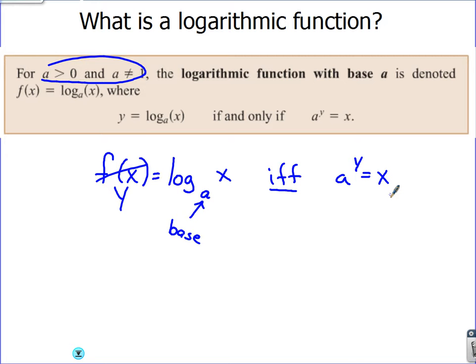In layman's terms, a logarithm is simply an exponent written in a different way. That is all a logarithm is. And what I'm going to show you first is how to rewrite these things.